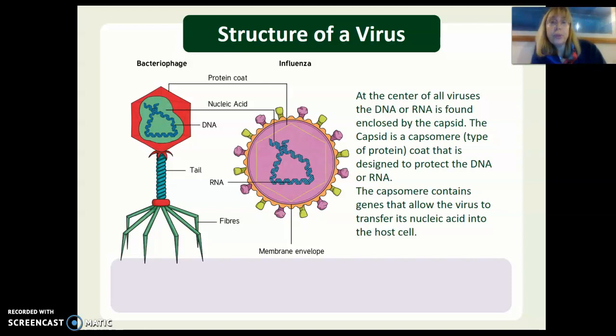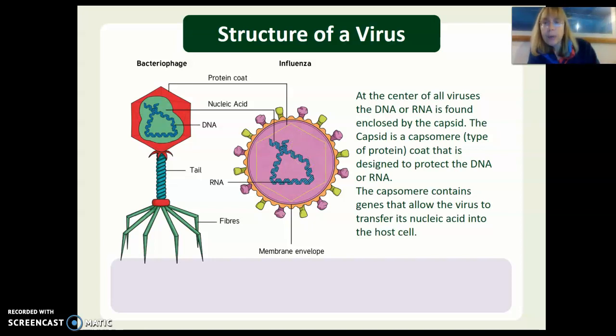COVID, for example, has got lots of these spikes on the outside, so much so that they described it as a crown, and that's where the word corona comes from. But there are different types of viruses. This one here is described as a bacteriophage. It tends to invade bacteria, and this virus over here is one of a couple of viruses that causes influenza or flu.